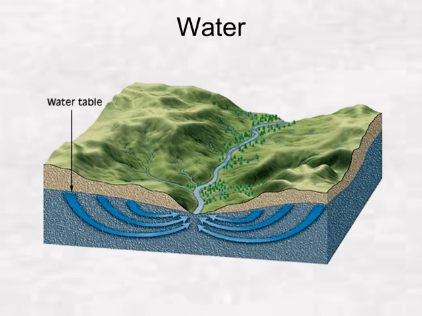Groundwater moves into streams and often keeps them going. If you have a perennial stream in a place where it doesn't rain every single day, probably the stream is being fed by groundwater.